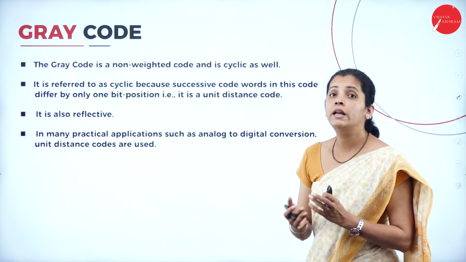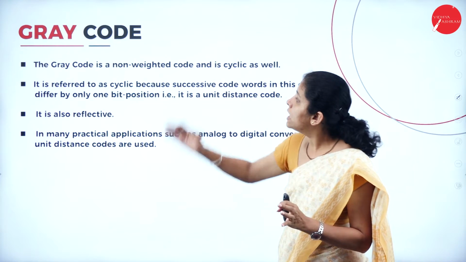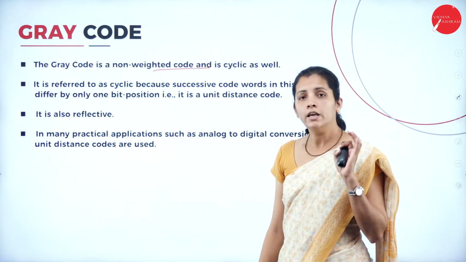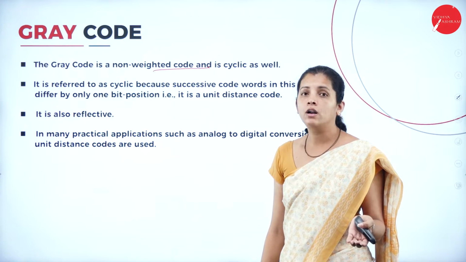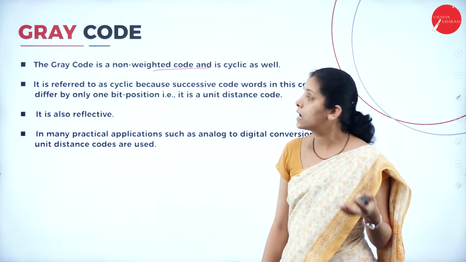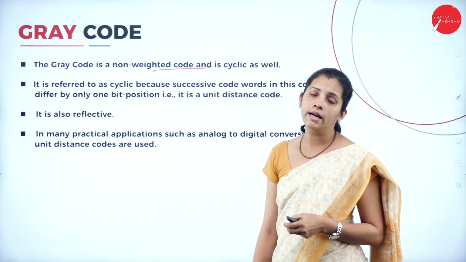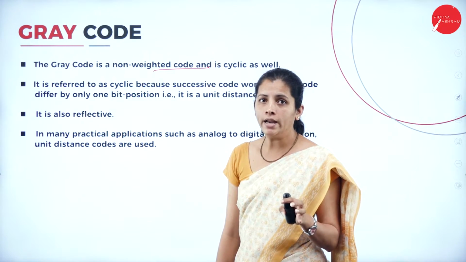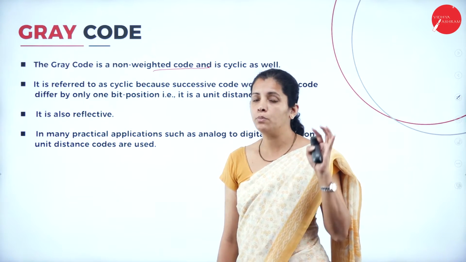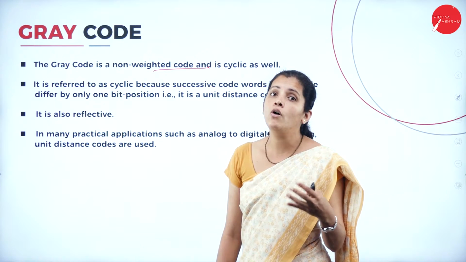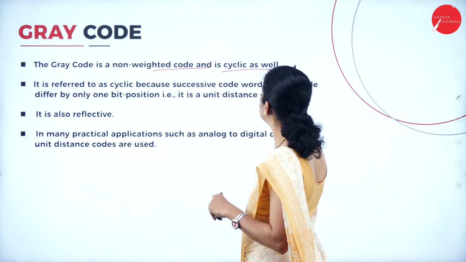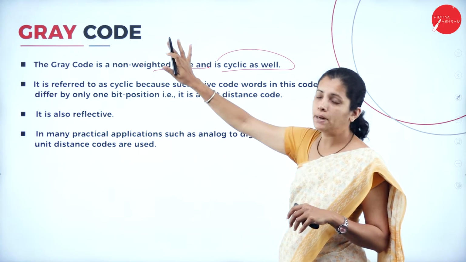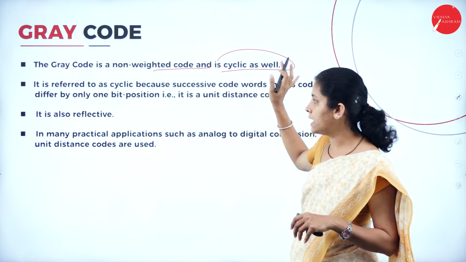Now I'm going to have gray code. So dear student, the gray code is a non-weighted coding system. If I consider BCD or binary decimal, all these things come under weighted coded system. And if I consider gray code, we don't have any weight because we are not going to bother about the positions as well as weightage of each position. And it is cyclic as well.